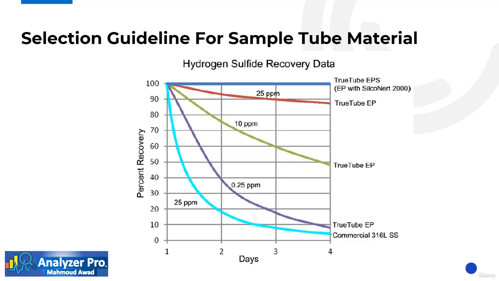Here we see the different percentage of recovery of hydrogen sulfide sample with different tube materials and treatment. Notice that for commercial stainless steel tube and after 4 days only less than 5% of the sample is recovered. While in the electropolished and coated tube 100% of the sample is recovered.